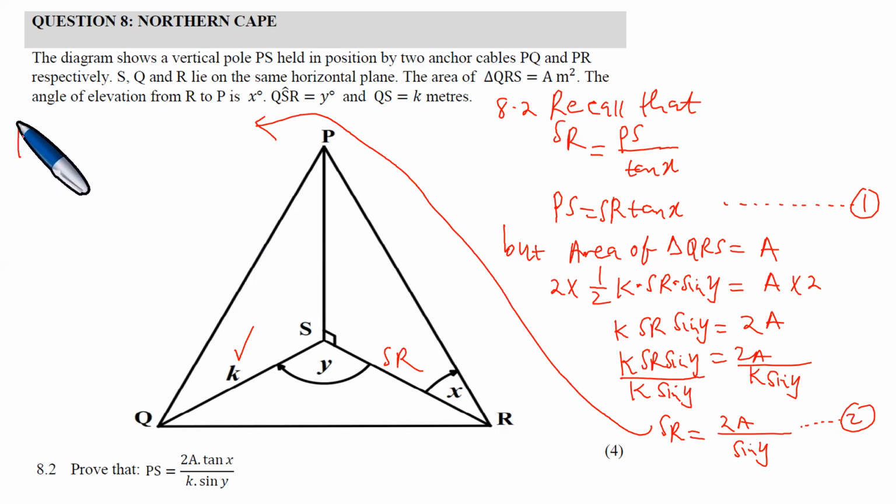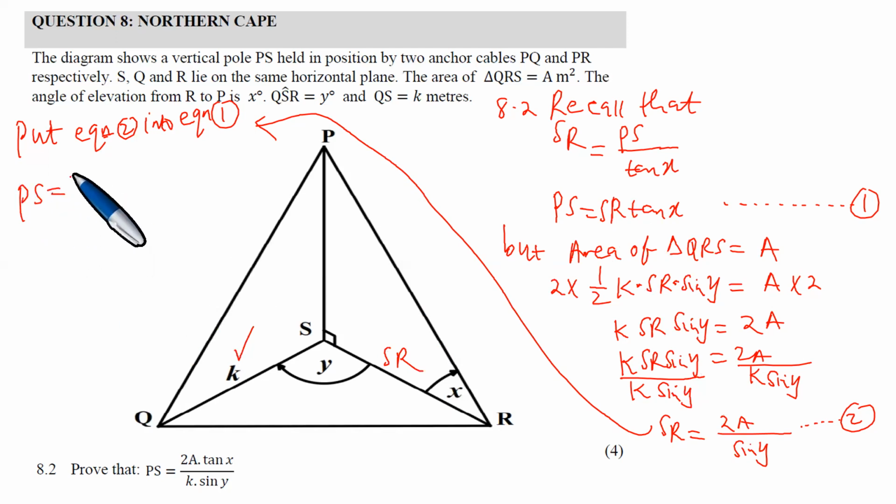Now you need to put, what do you put? We need to take this SR and put it into equation 1. The word put is very short, formed by 3 letters, shorter than the word substitute. So put equation 2 into equation 1. If we put equation 2 into equation 1, what do we achieve? In the place of SR, we're going to put 2a over sine y. So we're going to have PS.